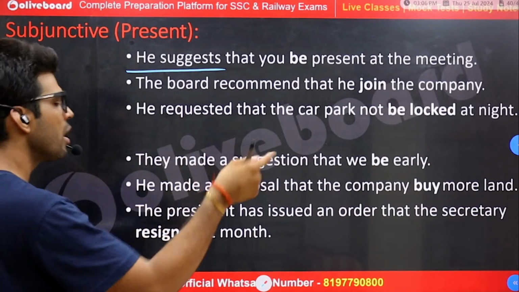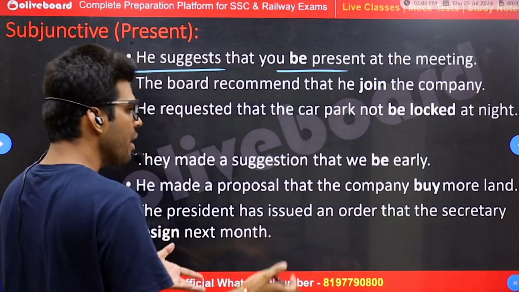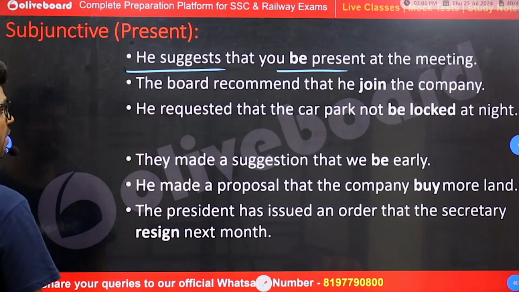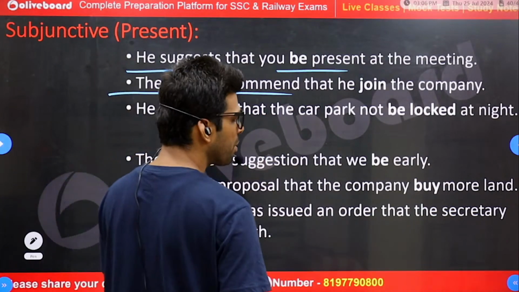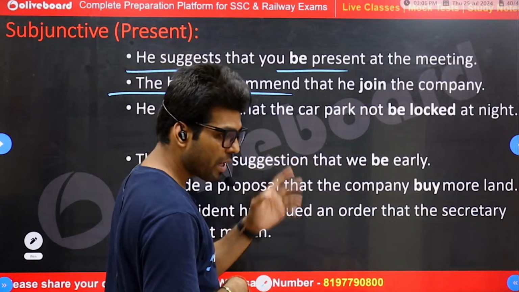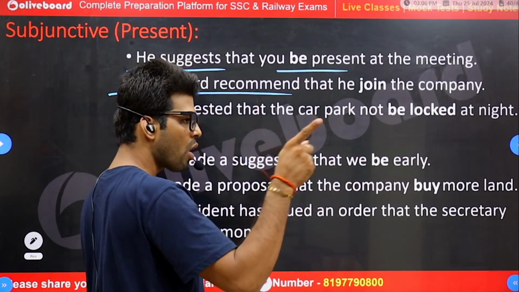He suggests you be at the meeting. You be present at the meeting. Because if you are there, why would I suggest you should be there? You should be there that way. They have recommended that he join the company, not he joins the company. This is correct, remember. Because this is a hypothetical condition, I have recommended you should join the company. You may not join the company.